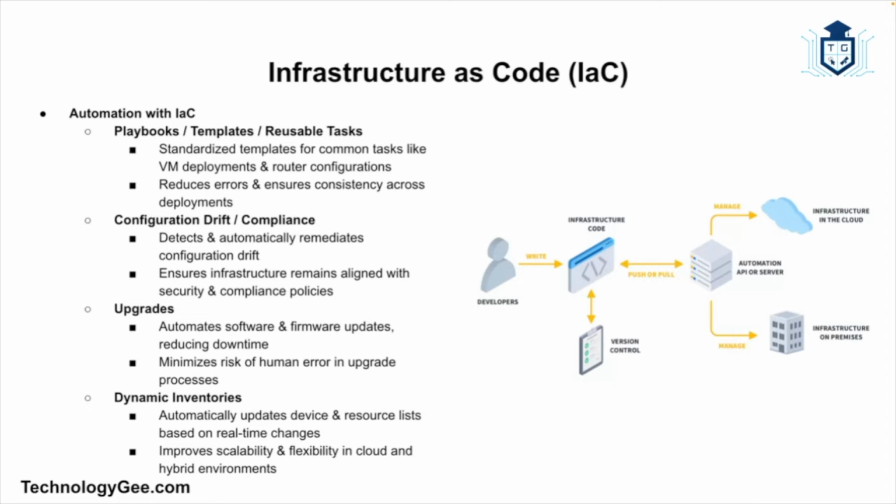So within that, let's talk about automation. IAC facilitates automation through reusable playbooks, templates, and tasks, and this reduces manual effort and ensures consistency in network configurations. So organizations can create standardized templates for common tasks, such as deploying virtual machines or configuring routers. Also, infrastructure as code tools help detect and remediate configuration drift, ensuring that infrastructure remains compliant with organizational policies. Another thing it does is automating upgrades, which reduces downtime and minimizes the risk of human error. And also IAC enables dynamic inventories, which automatically update devices and resource lists based on changes in the environment.